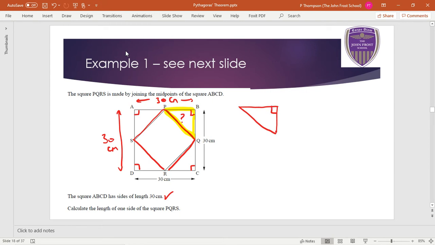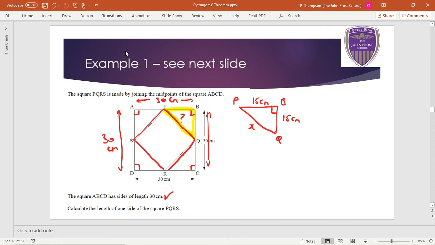That's a right angle there. See, that's P, that's B, and that's Q. And this is my target here, because this is the length of one of the sides of the square. Have I got any lengths? Yes. This must be 15 centimeters here, because all this is 30, and Q is at the midpoint. So half of 30 is 15, and this one here would also be 15 as well because it's also half of 30.